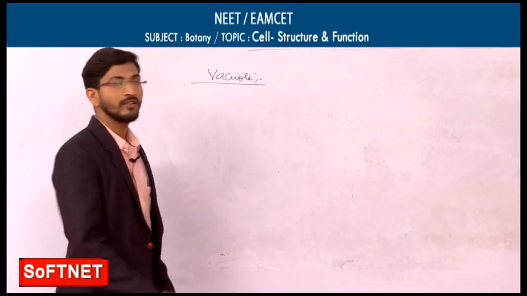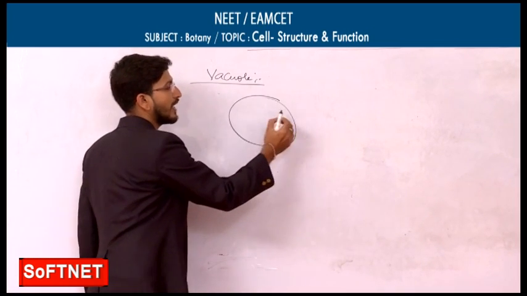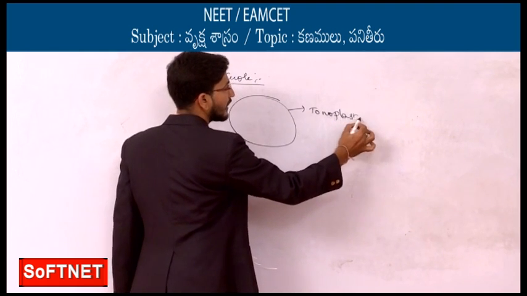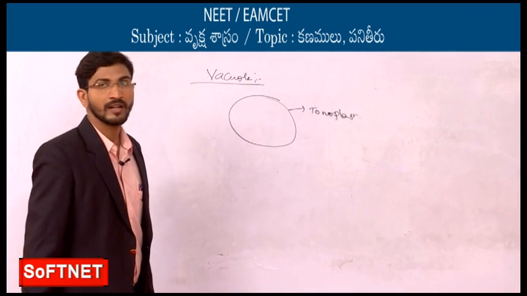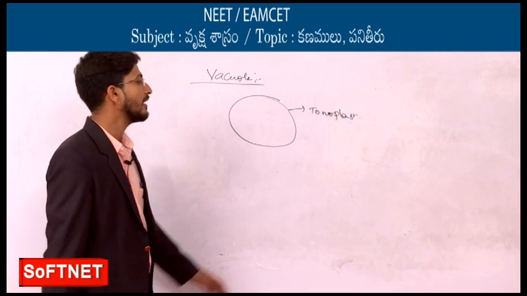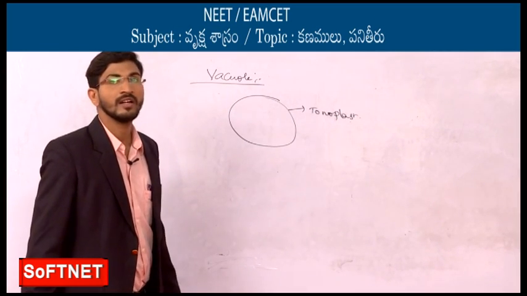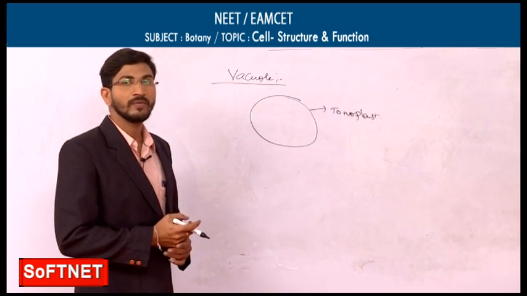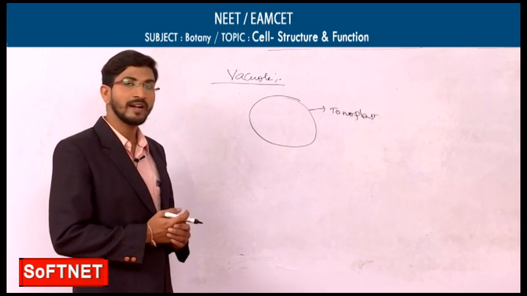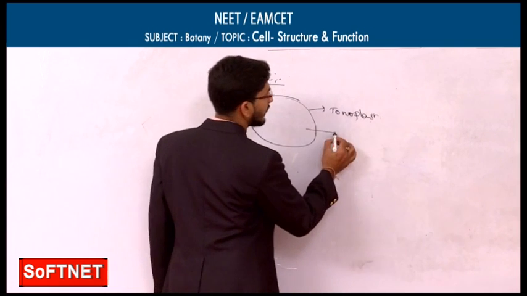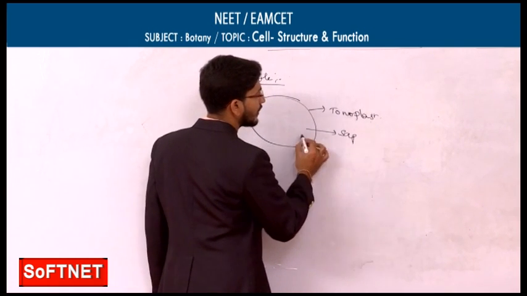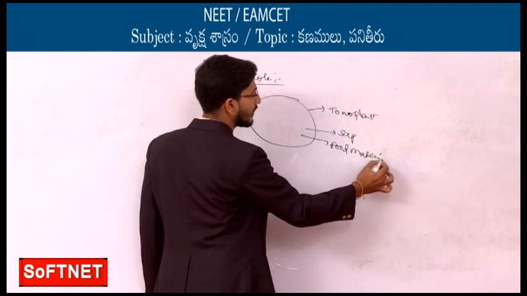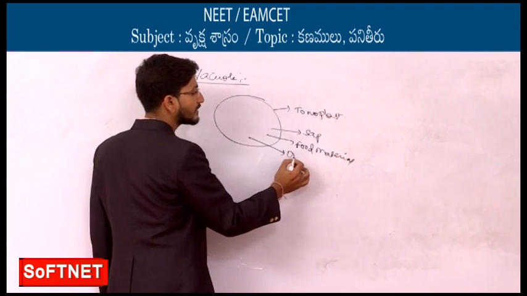So vacuole is surrounded by a single membrane known as tonoplast. Generally, vacuole is a single membrane-bound organelle, covered by a single membrane. That membrane is generally called tonoplast. Okay, so what are the major functions of this vacuole? Vacuoles are generally present in case of plants only. They store sap, food material and organic substances.